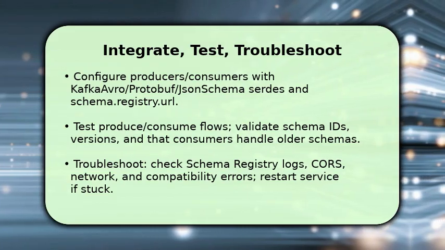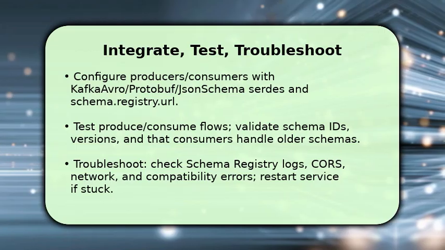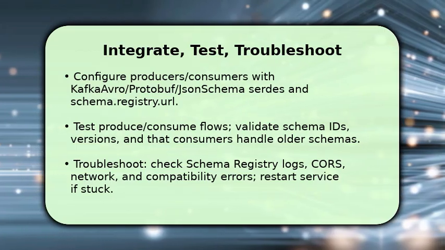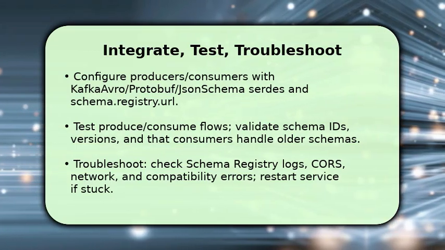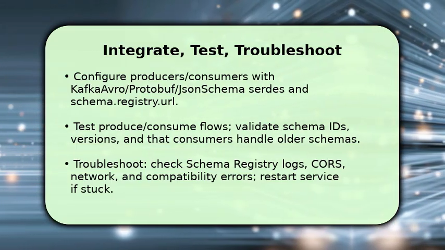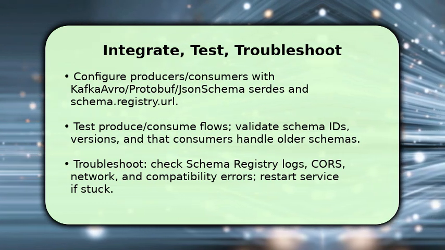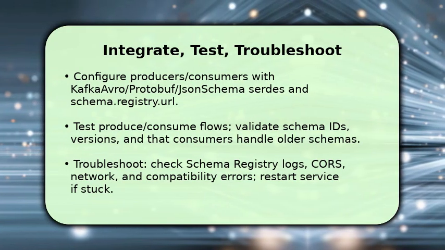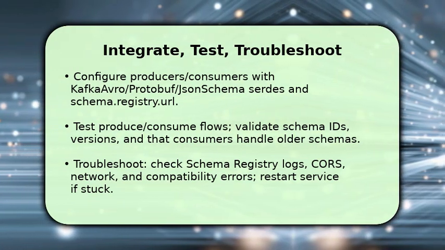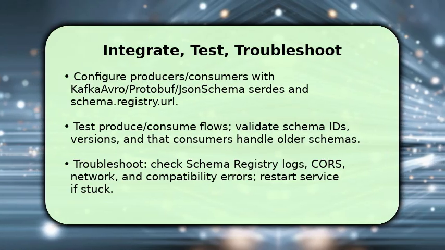If something goes wrong, check registry logs for storage or connectivity errors, ensure CORS and firewall rules allow REST access, and verify compatibility violations in the API responses. If the registry appears stuck, restart it after fixing network or config issues and rerun the produce/consume test.